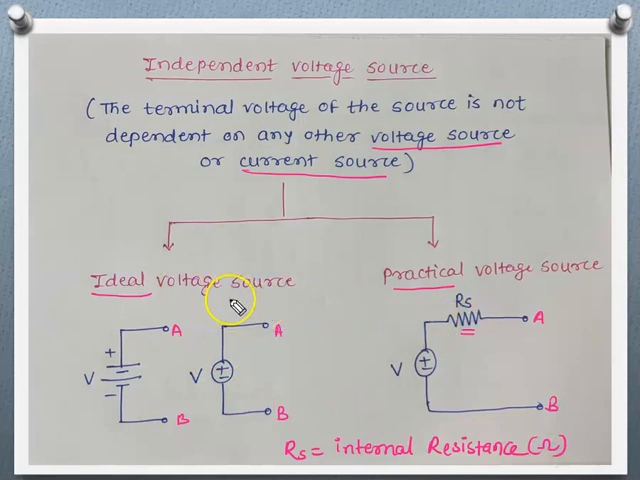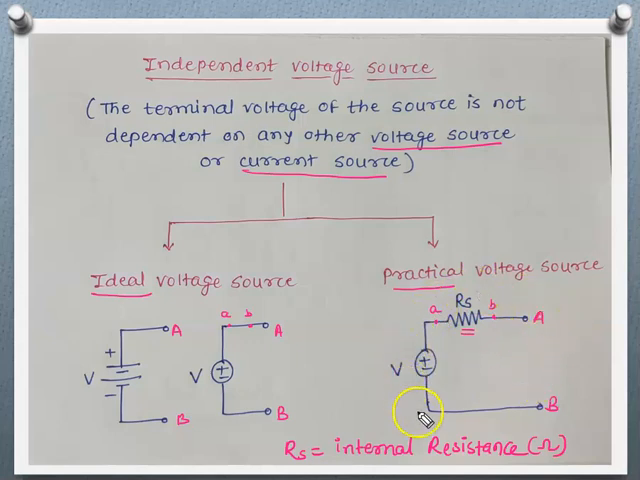In the case of an ideal voltage source, Rs is absent, but in a practical voltage source, this Rs is present between these two points. Suppose these are the small a and b points. In between a and b, Rs is connected in a practical voltage source, and it is the internal resistance of this voltage source. That means it is the resistance of the source itself.